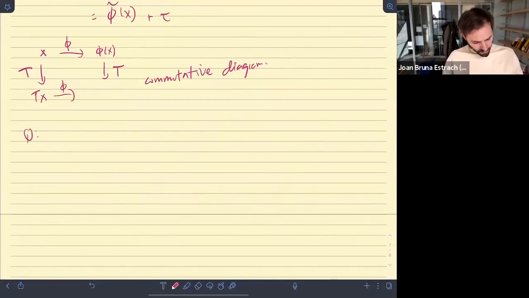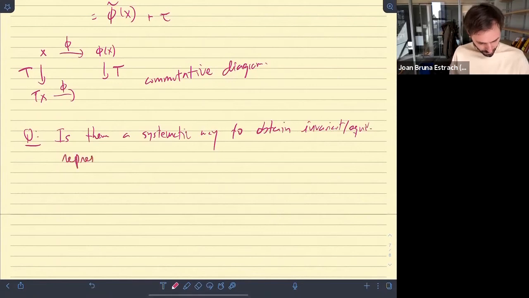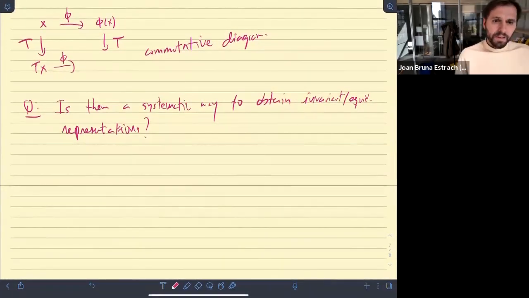Okay, so now these are very constructive examples that I built by hand. One question that you may ask is: is there a systematic way to construct invariant or equivariant representations? To illustrate this question a little bit, we are going to focus on a particular class of transformations that are generated by what we call a one-parameter group. Okay, so a definition.